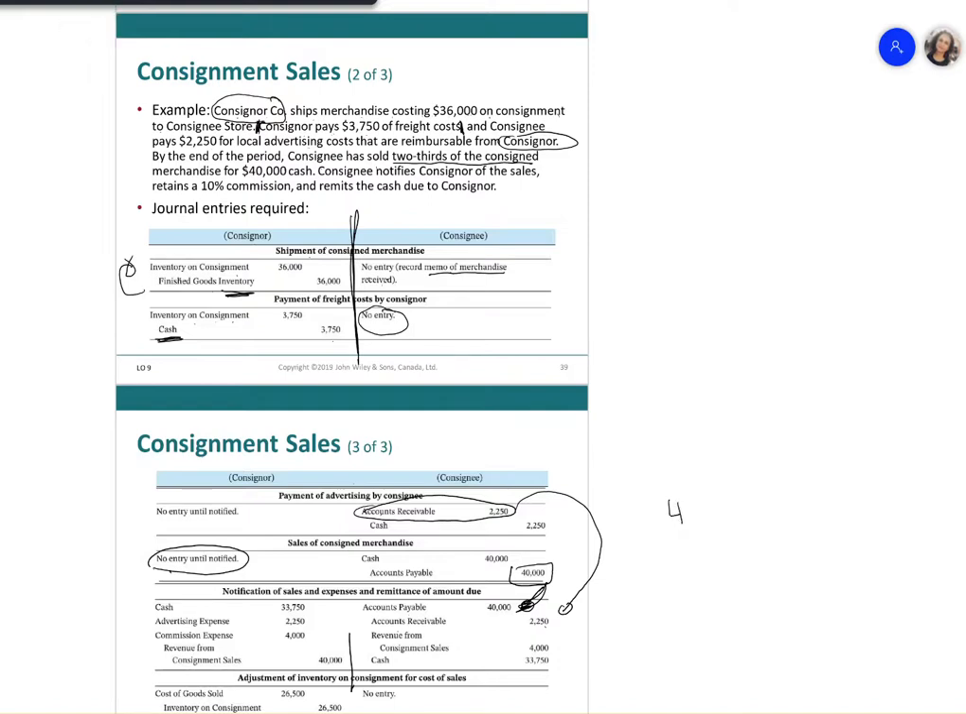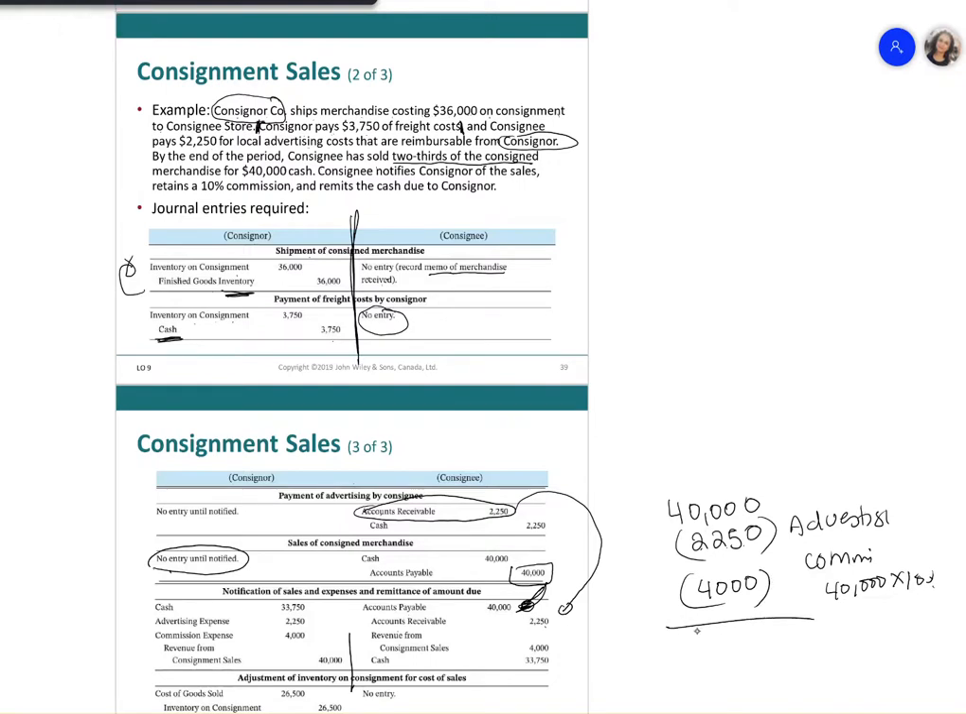The products they sold were for $40,000. From that $40,000, they are going to take $2,250. That was for the advertising. Also, of course, they're not going to do anything for free. They have to get paid for their commission. How much is their commission? The $40,000 they sold, their commission is 10%, so they want $4,000. So the cash they're going to give them is the difference between those, which is $33,750.